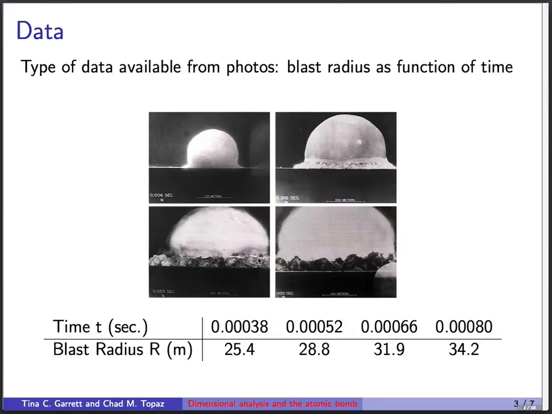And so this results in a data set that looks something like this. For each value of time, what was the blast radius at that time? Basically, how big was this kind of mushroom cloud? I'm showing you the first four values here, but there were a number of other data points available as well. And that's what G.I. Taylor had available to him just from photos that were published in various places.